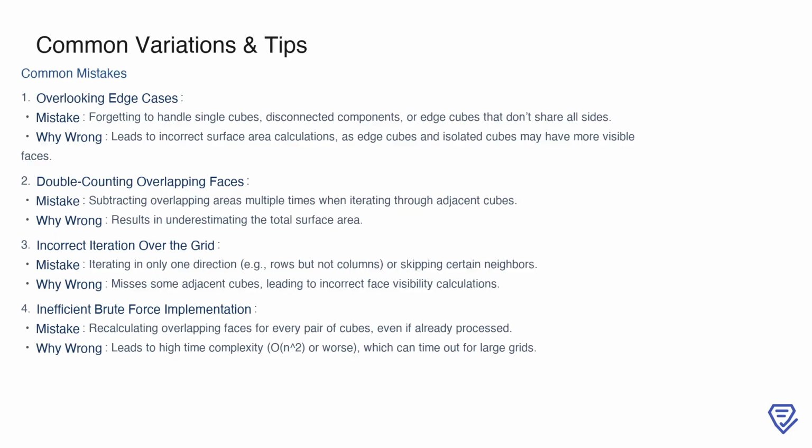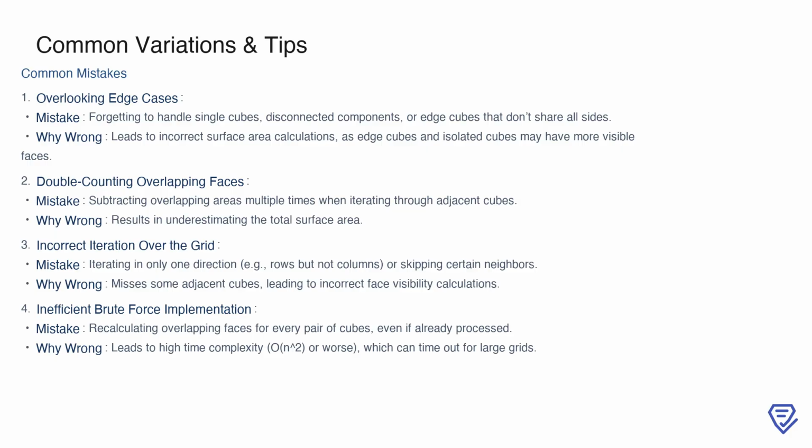Another mistake is double counting overlapping faces. If you subtract overlapping areas multiple times when iterating through adjacent cubes, you'll end up underestimating the total surface area. Incorrect iteration over the grid is another common issue. If you only iterate in one direction, such as rows but not columns, or accidentally skip certain neighbors, you'll miss some adjacent cubes, which leads to incorrect visibility calculations.